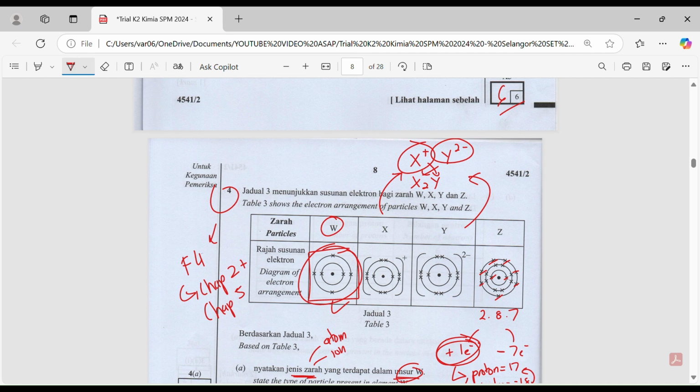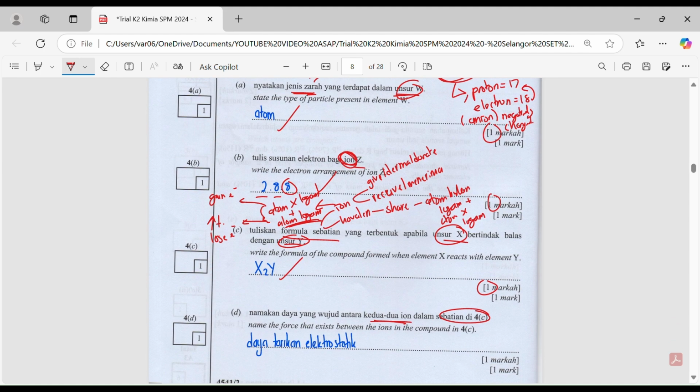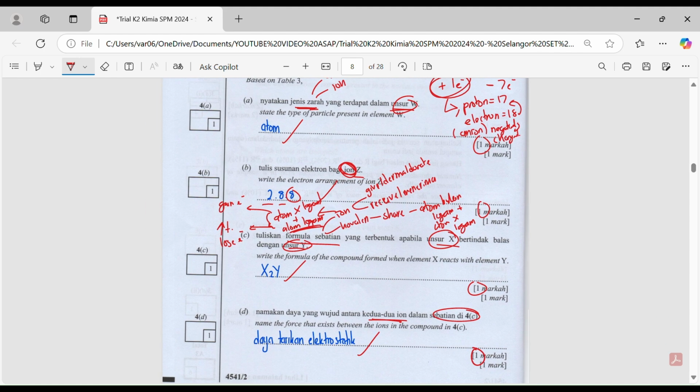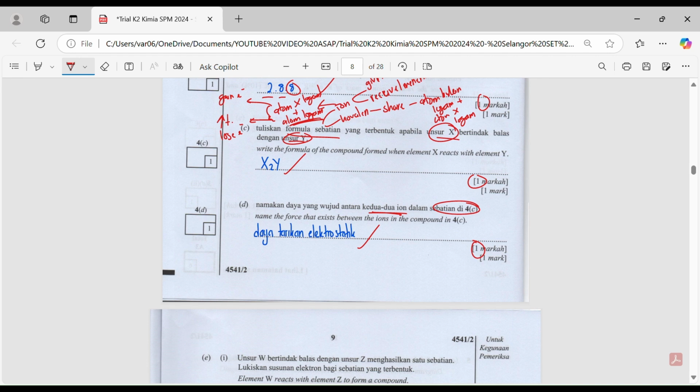Next, namakan daya yang wujud antara kedua-dua ion dalam sebatian di 4C. Obviously, we have positively charged, negatively charged. We have positive and negative. The force between it is daya tarikan electrostatic. Electrostatic is a force that forms between two differently charged ions. Right? So, daya tarikan electrostatic. Easy 1 mark.